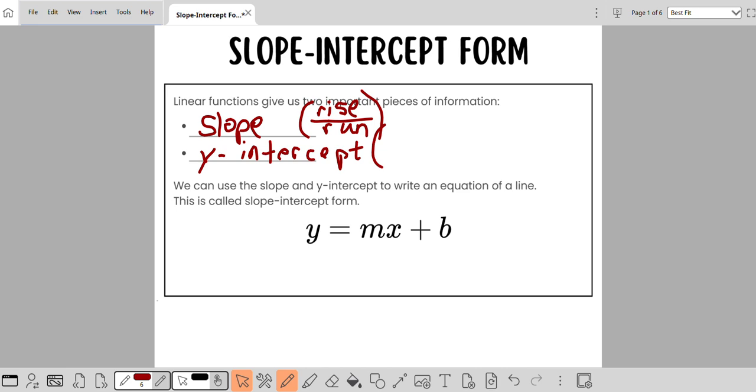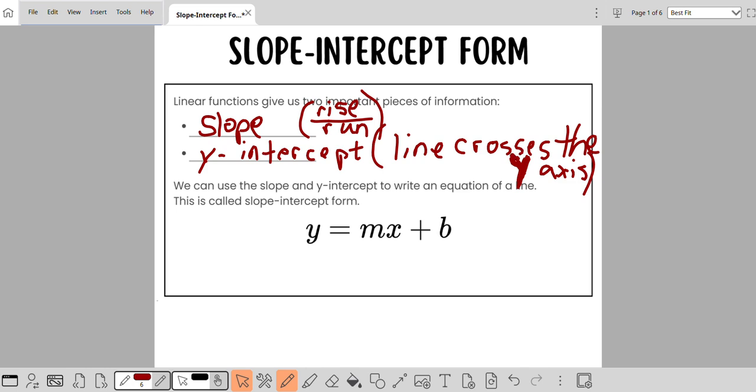And this is where the line intersects or crosses the y-axis. Not the x, but the y. Wherever that line crosses the y-axis, that is your y-intercept.